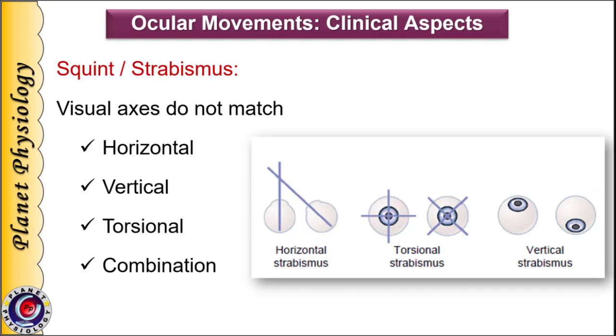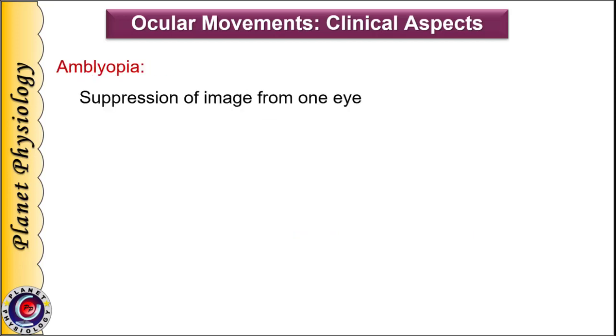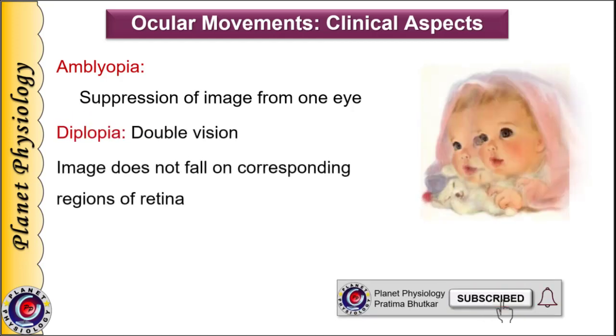In such cases, the eyes do not focus on the same object simultaneously. If it develops in children, the brain suppresses the image formed on one retina, so only one eye is used for image formation. This condition is called amblyopia. A severe form of strabismus may result in diplopia, that is double vision, where the person perceives two images of a single object. This is because the image of the object does not fall on the corresponding regions of the retina. Diplopia can also result from excessive stretching of the eyeballs, as in the case of severe exophthalmos.